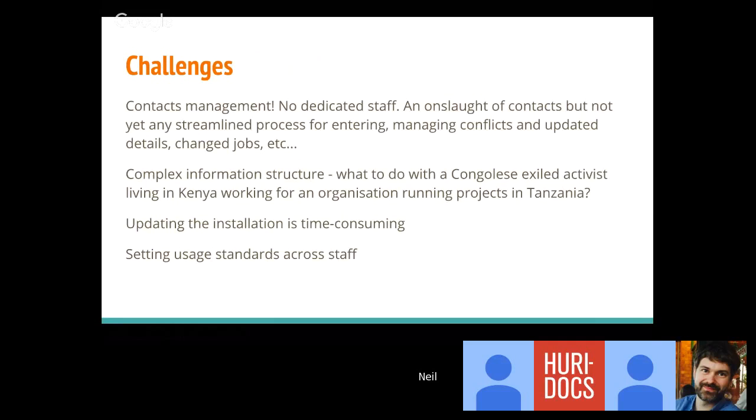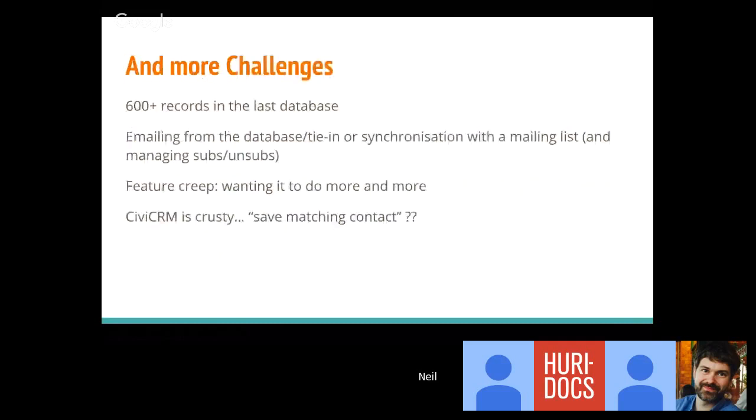And yeah, other technical issues is that it's not very easy to update the database. Setting usage standards around the whole thing. More challenges is the backlog of cases in previous databases. So we have so many cases from OpenEBSys. So now do we hire an SQL developer to import it? Do we do it manually?